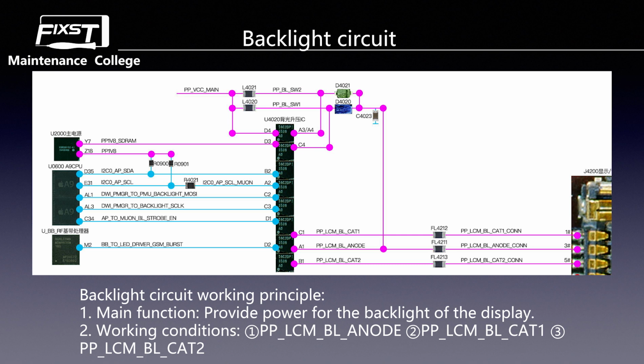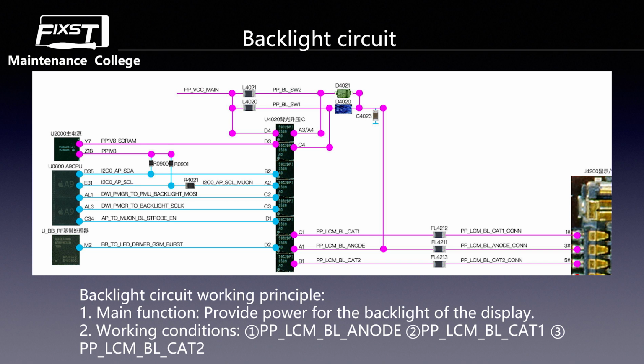So we see the PowerPoint. You find pins 1, 3 and 5, these 3 pins. Pin 1, pin 3, pin 5, these 3 lines are the LED power lines. At first we see pin 3. And this line's name is PP LCM BLAMODE. BL means backlight. And ANODE means the main power.